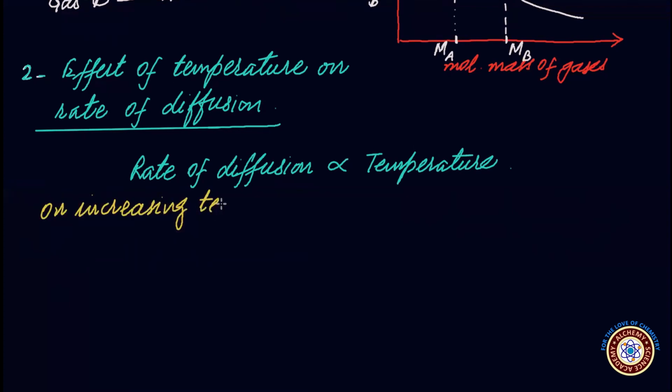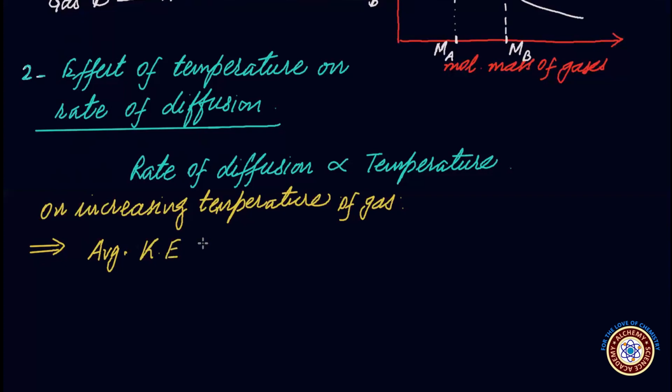Now let us see what happens when temperature of a gas increases. On increasing temperature of gas, average kinetic energy of its particles increases, which is according to one of the postulates of kinetic particle theory, that kinetic energy of particles of a gas is directly proportional to absolute temperature. Increase in kinetic energy of particles of gas makes the motion of particles more intense, and that increases the velocity of particles.